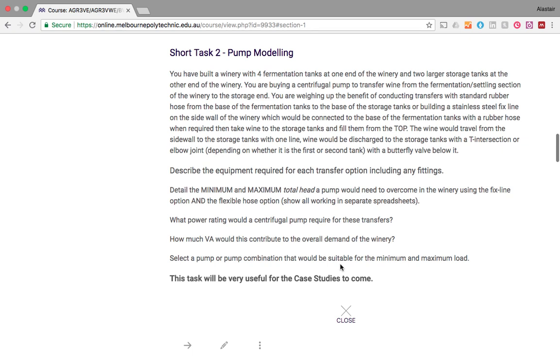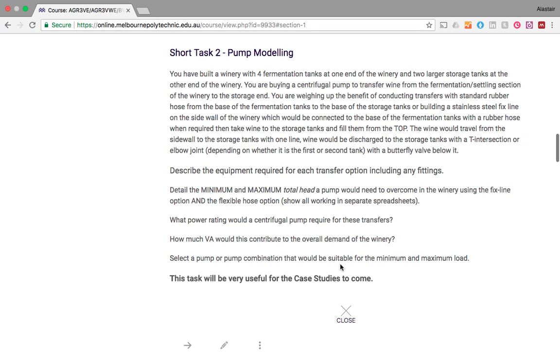The flexible line option takes the liquid with a rubber hose from the outlet at the bottom of the supply tank to the pump along the ground, and then along the ground to the inlet of the discharge tank, which is at the bottom of the discharge tank. So what equipment's required there? Well, I've pretty much listed it out. Don't forget the pump, but we also need to work out the fittings. So we'll talk about the fittings when we have a look at the fixed line option on the production facility itself.